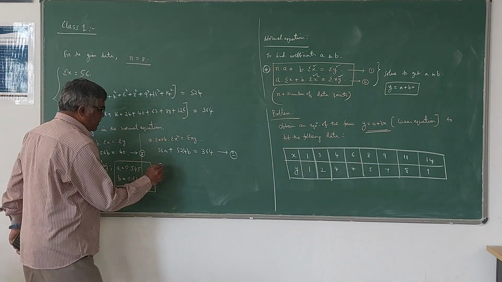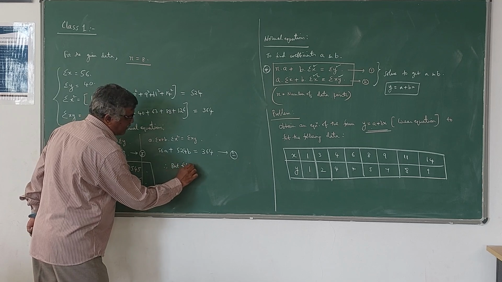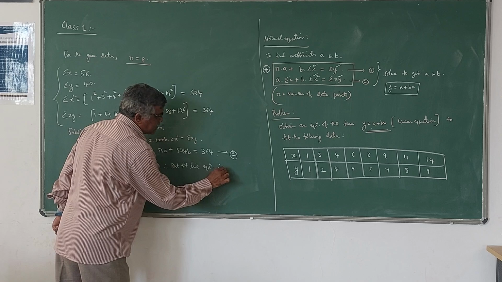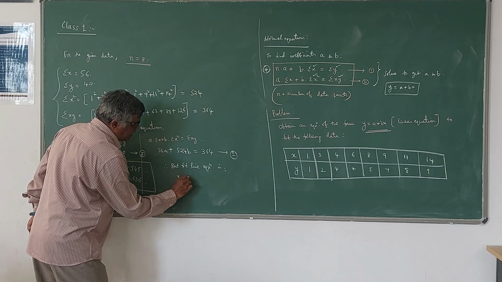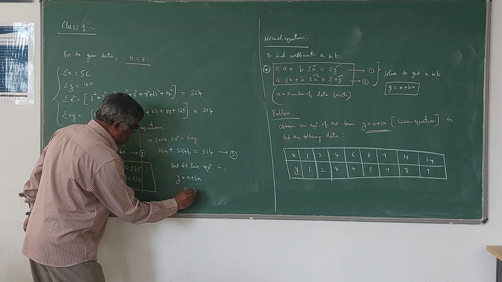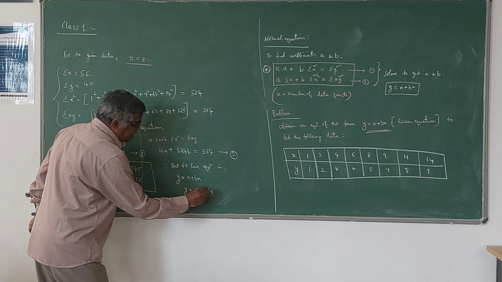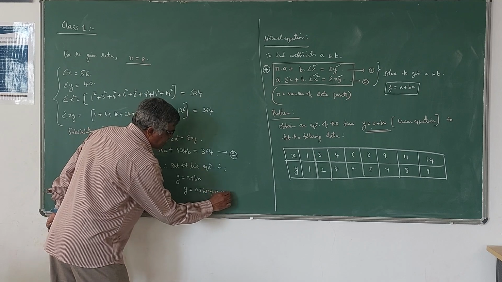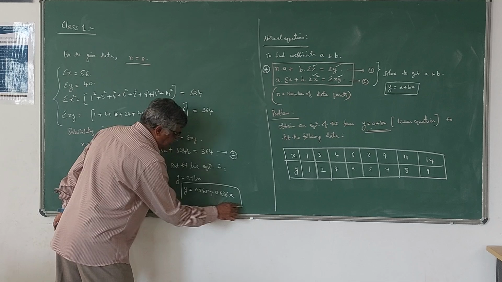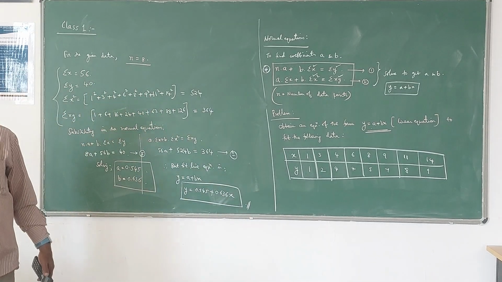Therefore, the best fit line equation is y is equal to a plus bx, that is y is equal to 0.545 plus 0.636x. So this is the equation, this is the answer, the best fit line.